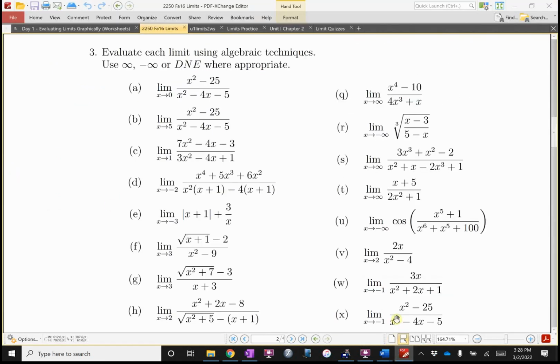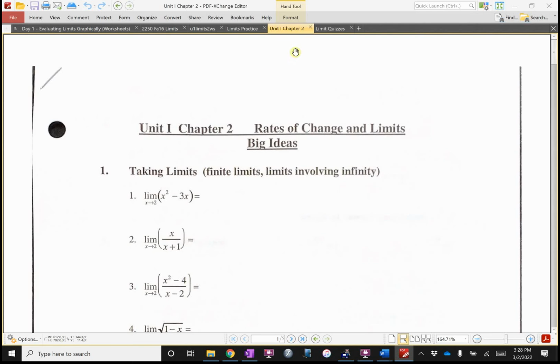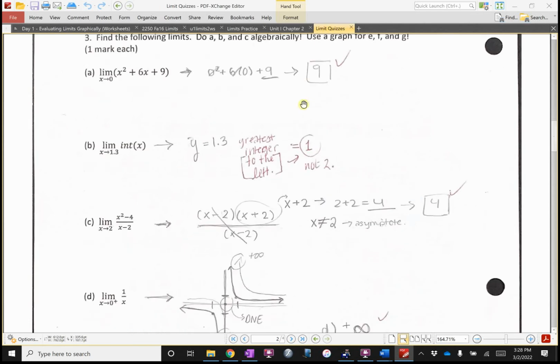Going back to your quiz. So, here, for A, plug it in. For B, you're learning about the integer function. What does the integer function do? It's the greatest integer to the left. There's also something called the ceiling function. That's the greatest integer to the right. Always round up. Integer function, always round down. Right?